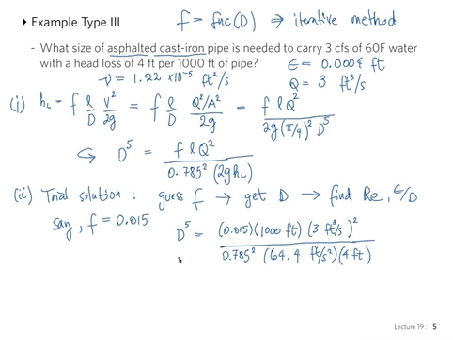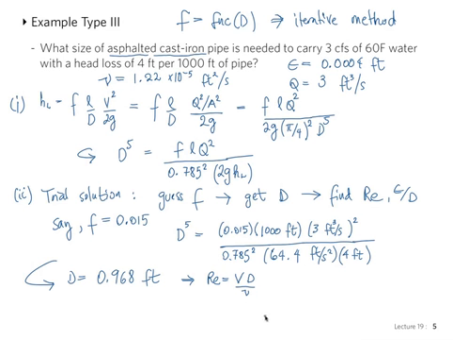Did you calculate it? You got D? What did you get for D? 0.968 I have here. Right, good. That's what I got. And now we get Reynolds. Oh, no, sorry, other way around. V times D over nu.